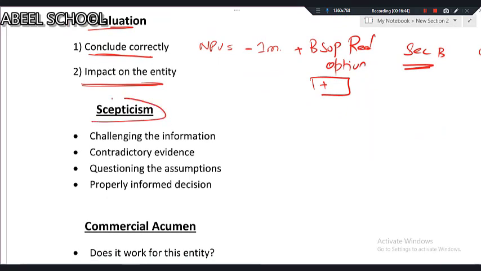Skepticism, very, very important. Skepticism, like an auditor. Challenging the information.